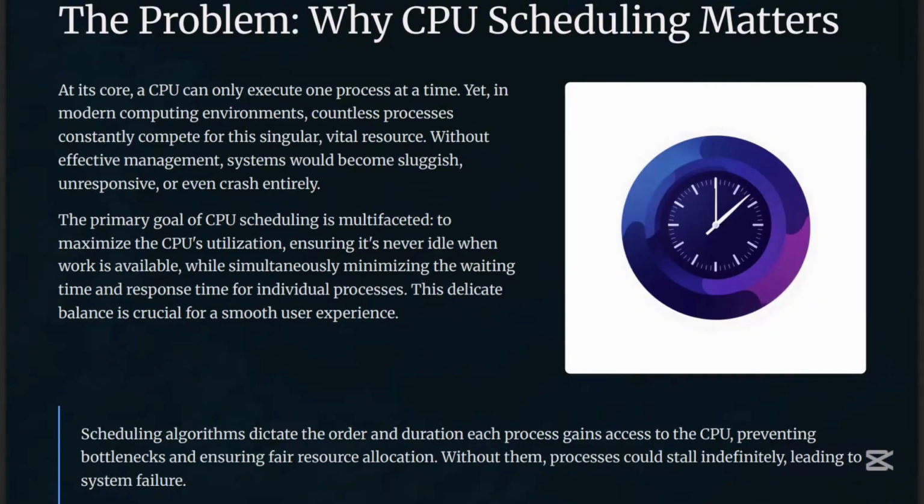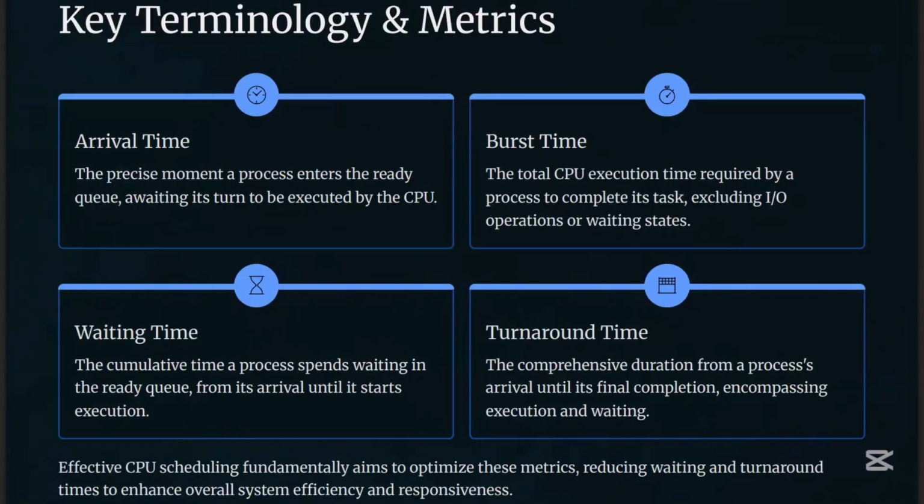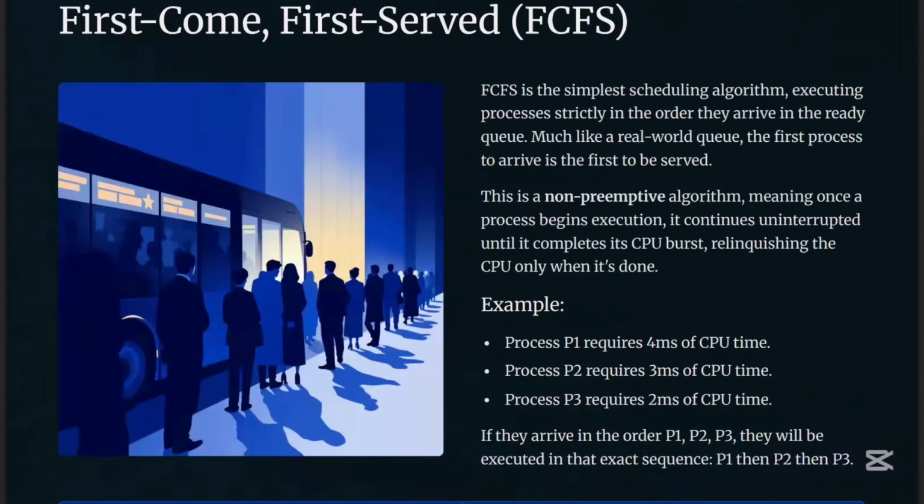Key terms in CPU scheduling. Before discussing algorithms, it is important to understand some basic terms. Burst time: the time a process needs the CPU to complete execution. Waiting time: the total time a process spends waiting in the ready queue. Turnaround time: the total time taken from process arrival to completion. Response time: the time from when a request is made until the first response is produced. These metrics are used to evaluate how good a scheduling algorithm is.